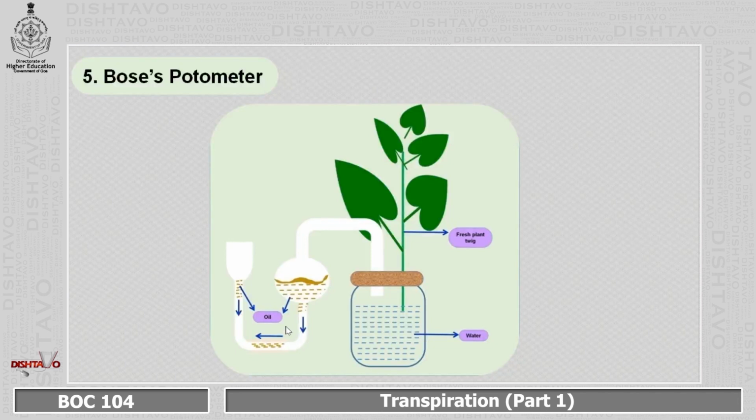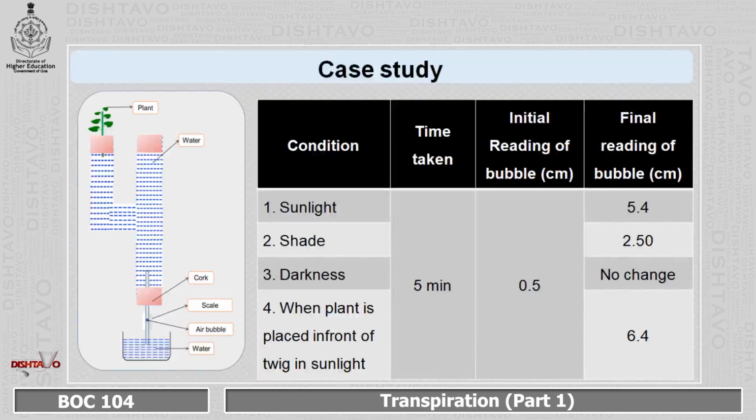In this case study, what we understand is that whenever the potted plant is placed in the sunlight, the movement of the air bubble, through capillary action, covers this much distance, whereas in shade it is 2.5, and in darkness we do not see any change in the movement of the air bubble. Whereas when the plant is placed in front of a fan, there is too much water movement. So in general, transpiration is affected by various external factors.